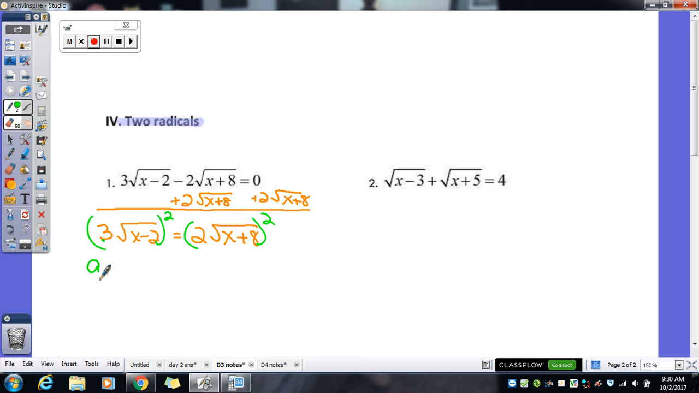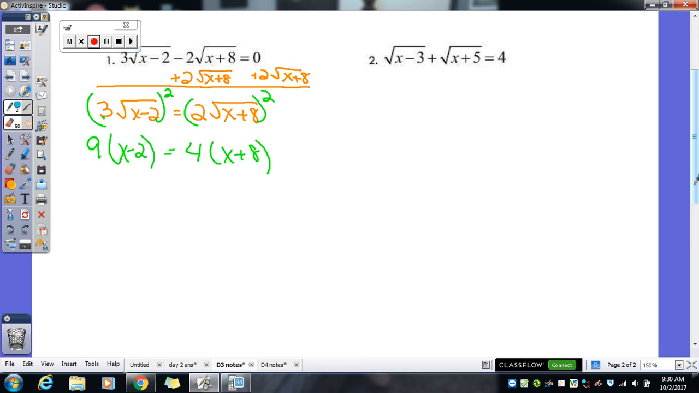So this 3 squared would give us a 9. And then it would be times the stuff underneath the radical. So the 9 times the x minus 2 is going to equal a 4 times the x plus 8. And I just got a normal equation for you guys to go ahead and solve. So we got to distribute our 9, distribute our 4. So 9x minus 18 equals 4x plus 32.